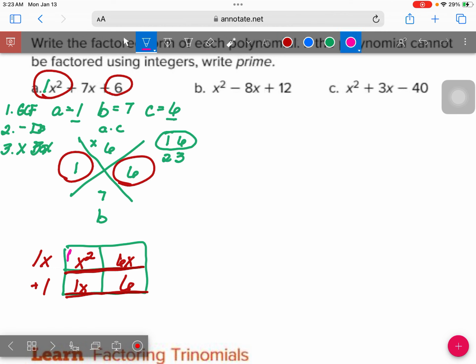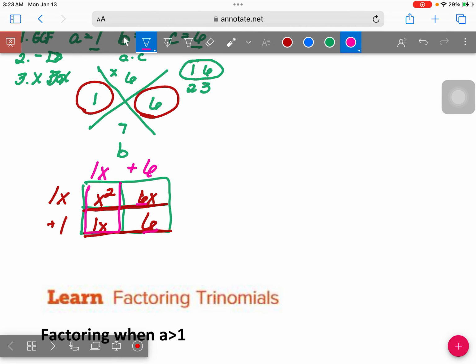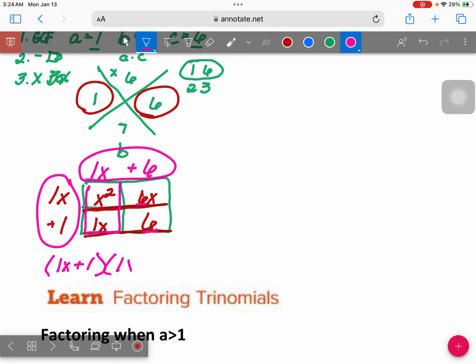Looking at the column, first term, x squared plus x, that is going to be 1x. And 6x plus 6. You've got a 6 and a 6, so that is plus 6. There is no x in the second one. So putting this together, these are your two factors: 1x plus 1 times 1x plus 6.